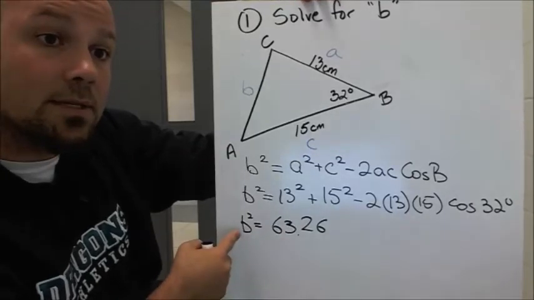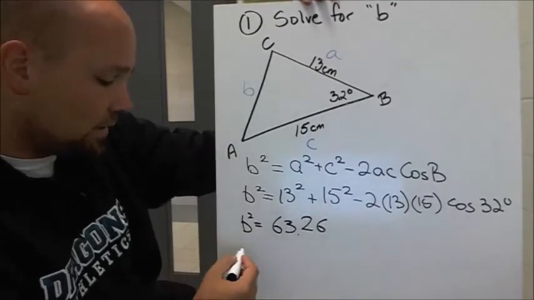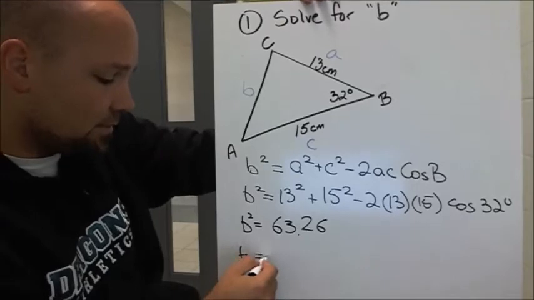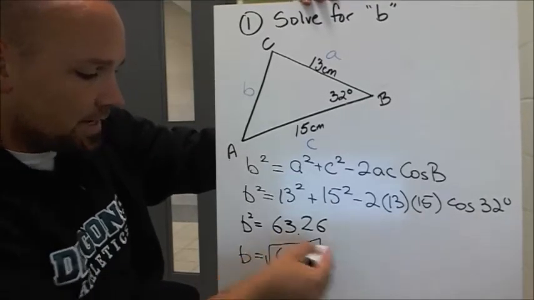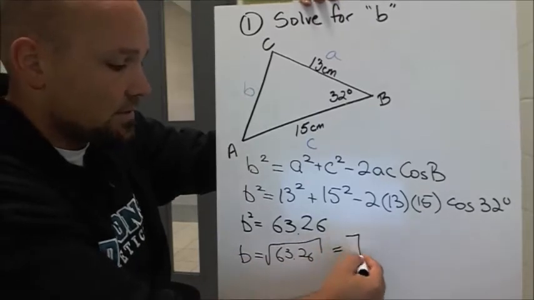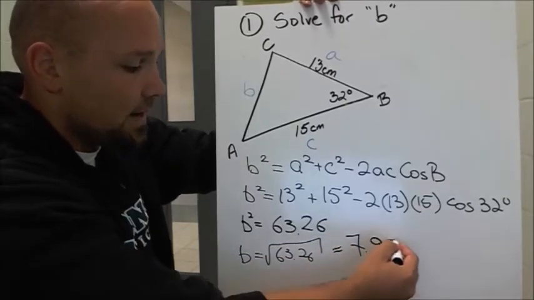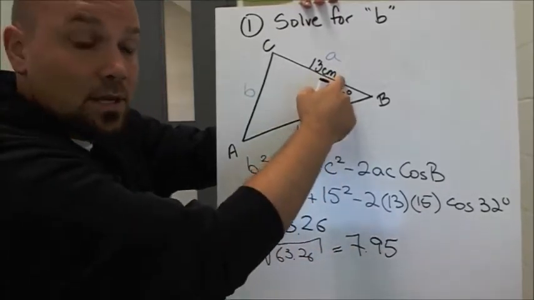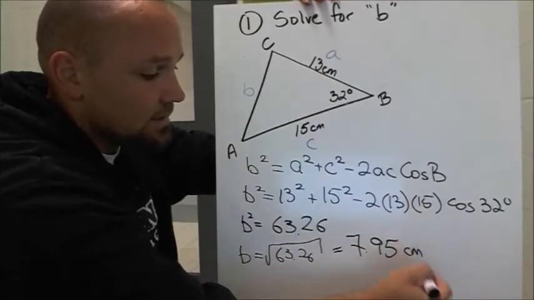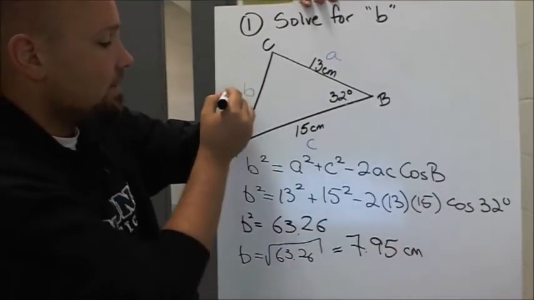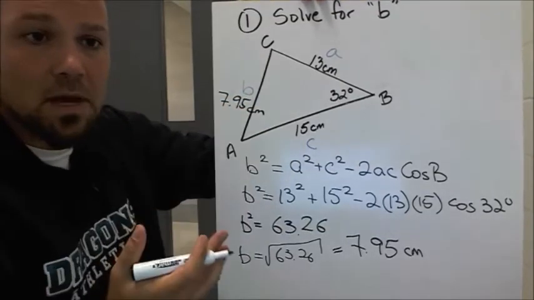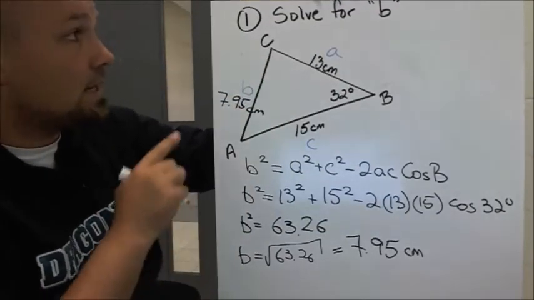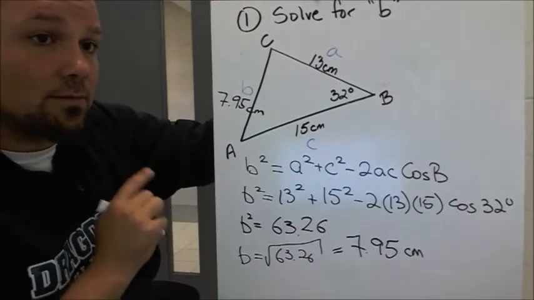So how do we get rid of that square? We square root it. So that means b is going to be the square root of 63.26. Put that into your calculator, and we get the answer 7.95. Since these two are in centimeters, our answer is in centimeters. So that means this is 7.95 centimeters. Done. So that's how we use the cosine law for sides.